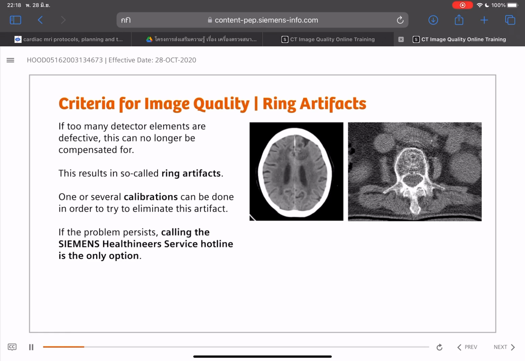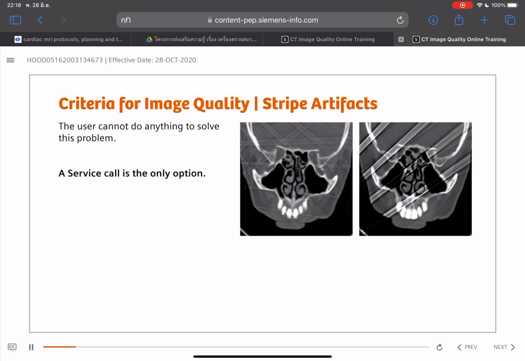If too many detector elements are defective, a ring artifact of the type seen in the images will appear. One or several calibrations can be done in order to try to eliminate this artifact. If the problem persists, calling the Siemens Healthineers service hotline is the only option. Stripe artifacts appear in the image as a result of a problem in the image reconstruction system, the IRS. There is nothing the user can do to solve this, and a service call is the only option to get the problem fixed.